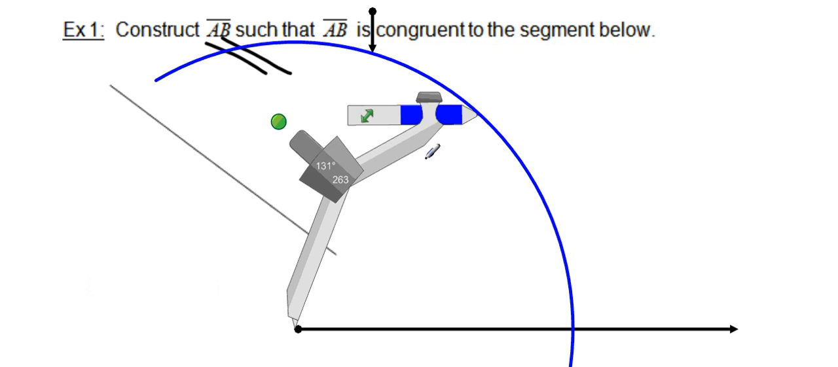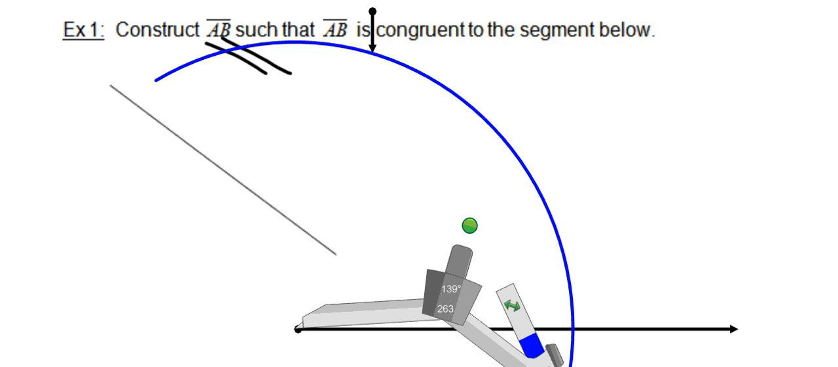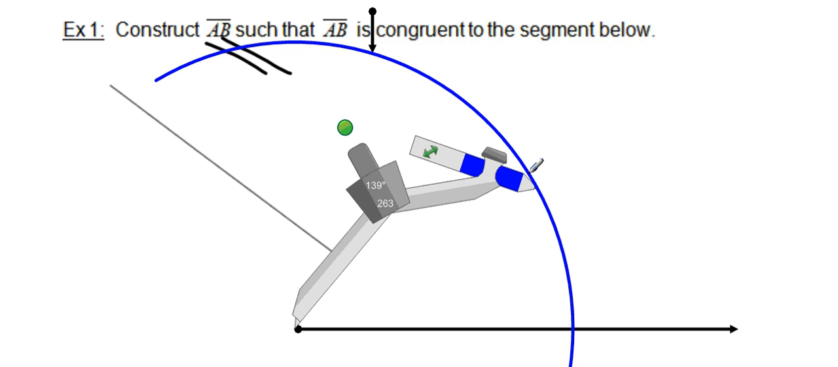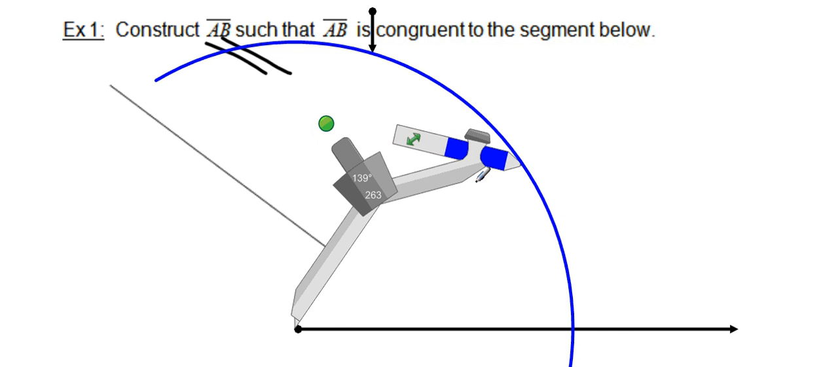Now, as you're drawing arcs, you may find that it's much easier to rotate your paper than it is to rotate the compass. So anybody on that blue arc is the same distance away from that endpoint as these two endpoints were in the original segment. So my other endpoint for this line segment is going to be right there where the arc intersects the line segment. I need to label this segment AB because that's what I was requested to do. And at this point, I have successfully constructed a new line segment.